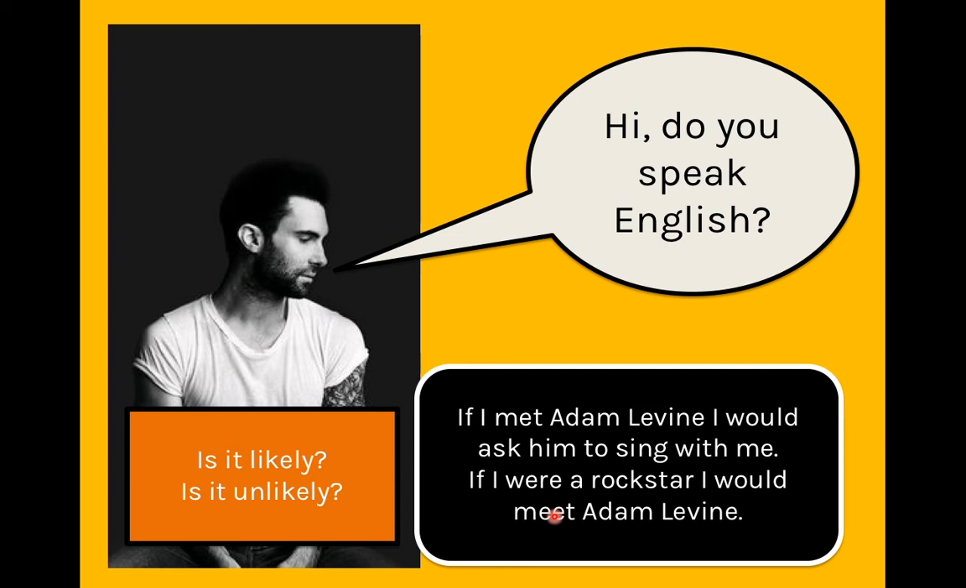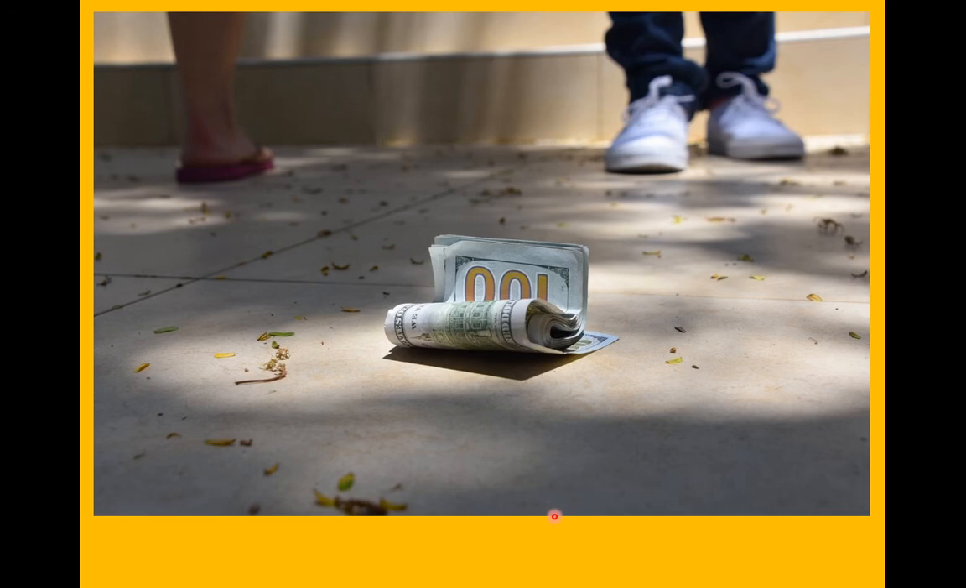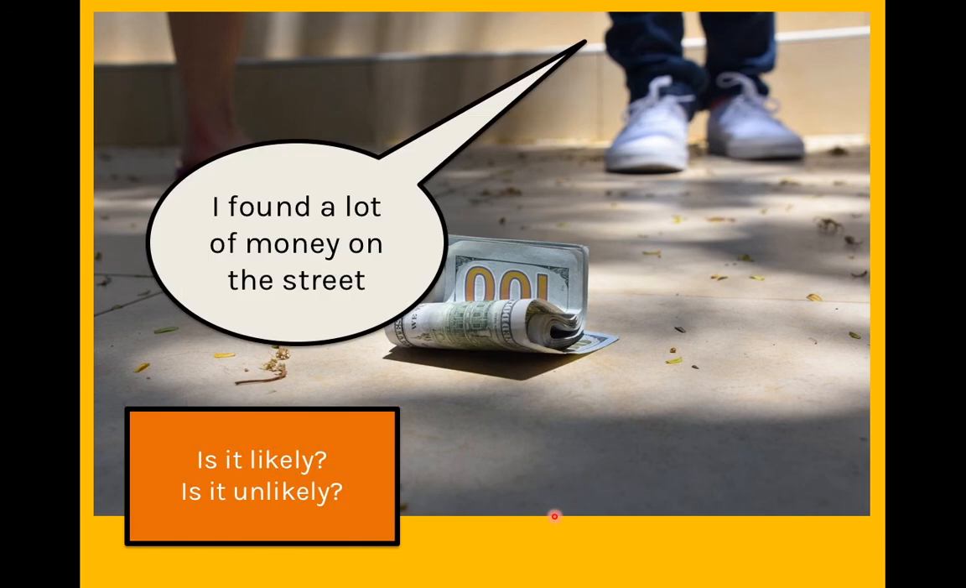Let's go with another example. Ooh, money, money, money. I found a lot of money in the street. Is it likely to happen or is it unlikely to happen? Do you think that that will possibly happen? That you're walking down the street and you find like $1,000? It's unlikely. It's not something that actually happens.